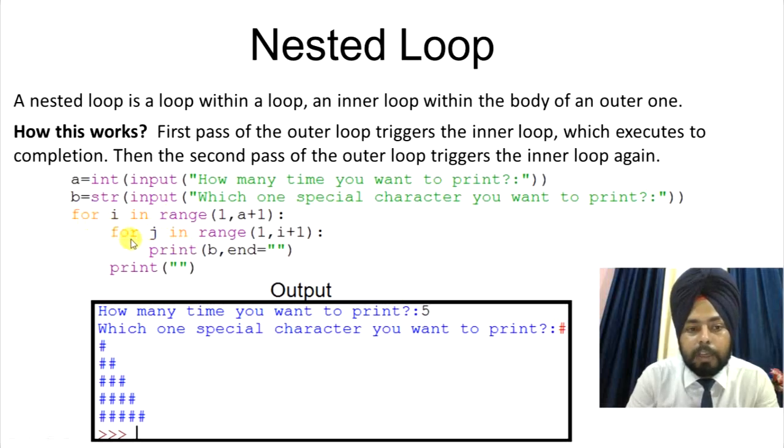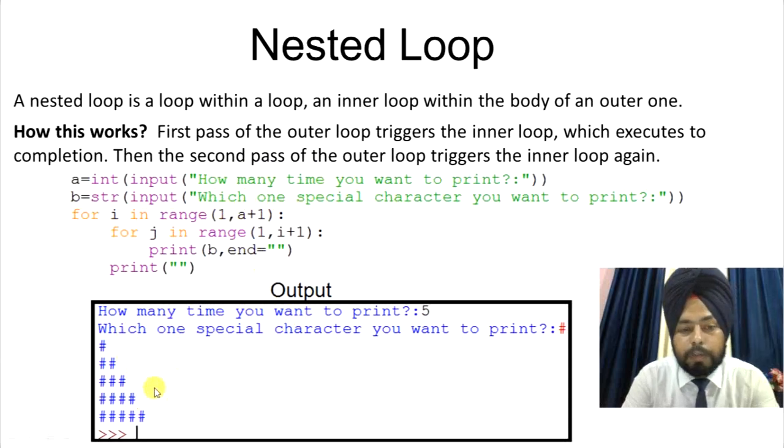Here we have used for loop two times. First it will go according to this condition, then it will go according to this for loop condition, right? Here we are using a for loop, and again we are using a for loop inside this for loop, right? Let's take a practical. This is the syntax written here, and this is the output of the program.